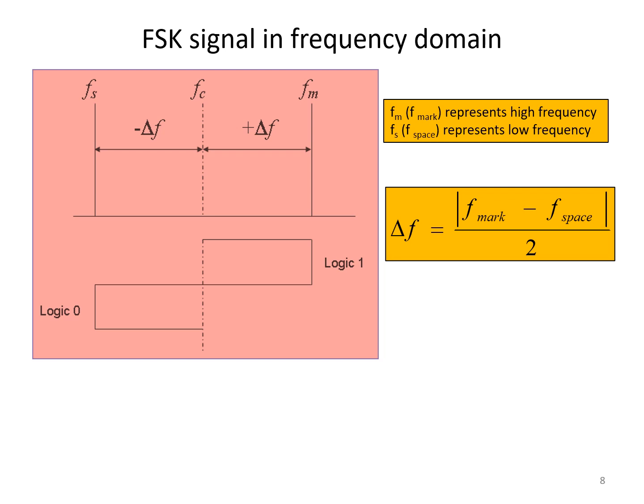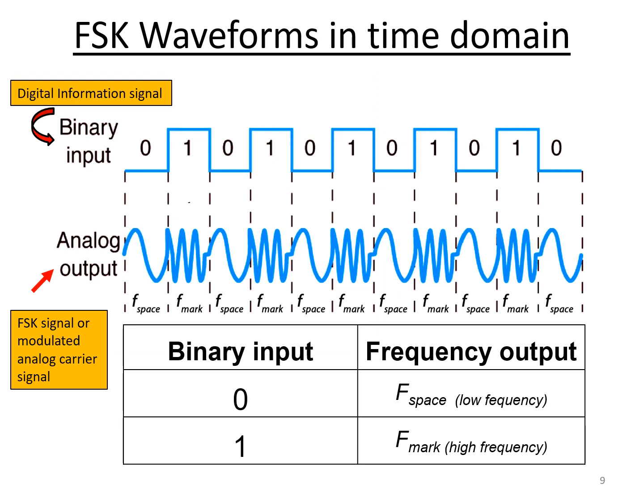An FSK signal can be represented in the frequency domain as in this figure. The amount of shifting in carrier frequency can be calculated by taking the absolute difference between the mark and space frequencies and dividing by 2. The FSK waveform in the time domain can be shown as in this figure. Based on the output signal, we can see that the carrier signal has low frequency for logic 0 and high frequency for logic 1.